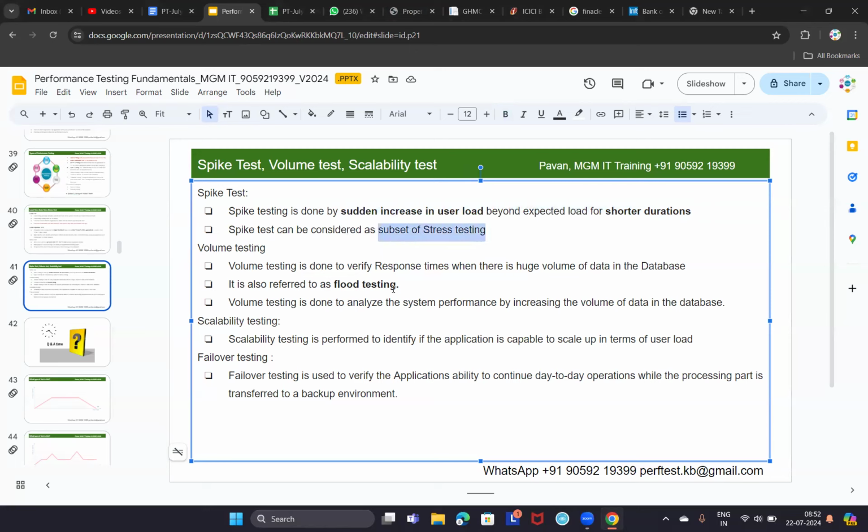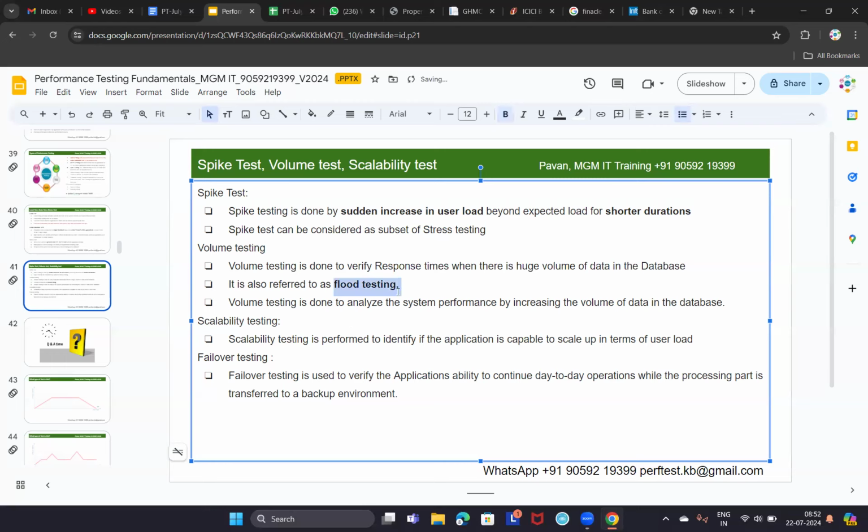Okay. And then the next type of testing is volume testing. So ignore this. See, this is important: how do we do spike testing, which applications require spike testing. That is important. So understand whatever is highlighted in each type of testing. And then volume testing. Volume testing is done to verify response times when there is huge volume of data in the database. Okay. It is not so important. That's why I did not highlight this. Even I will disable this also.